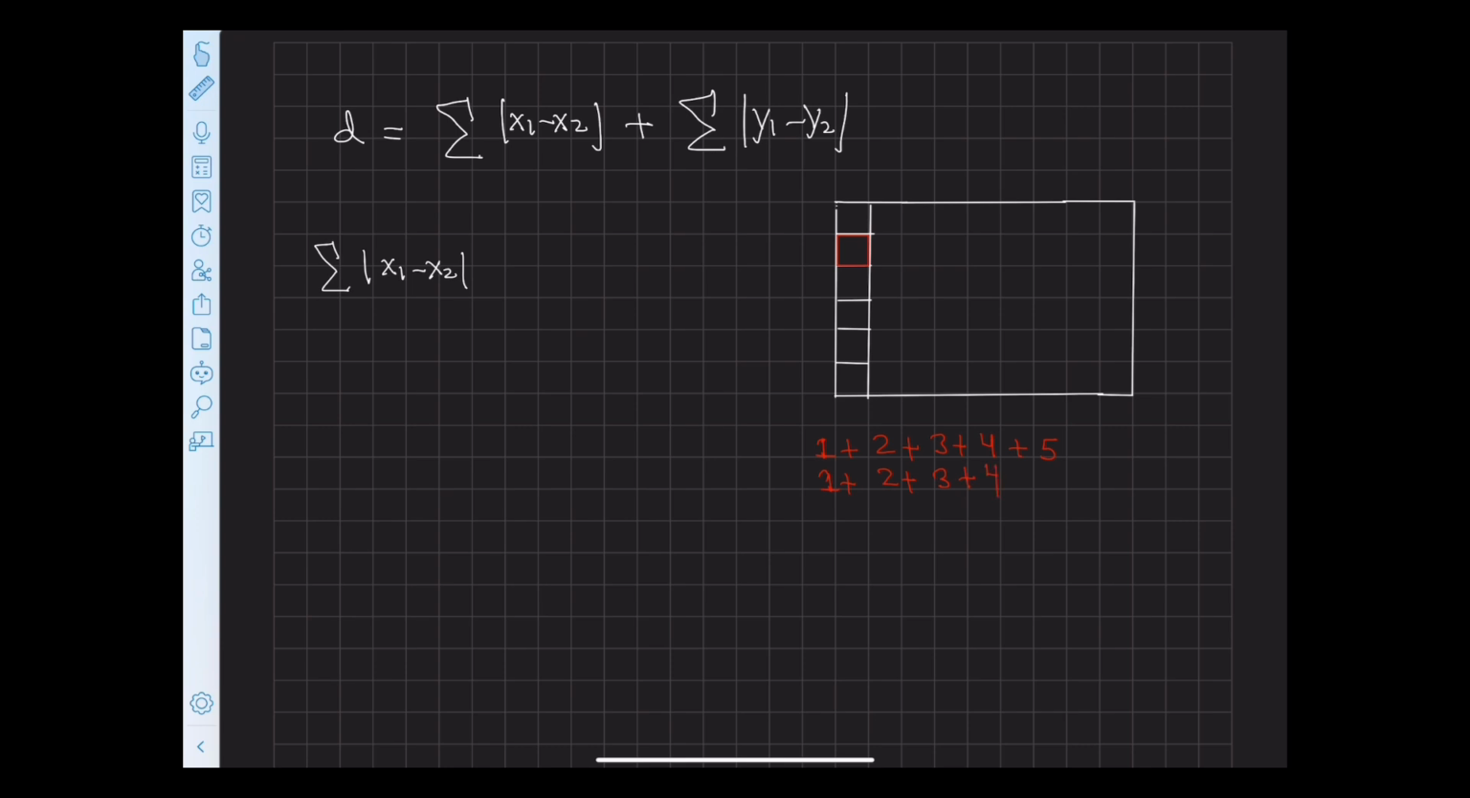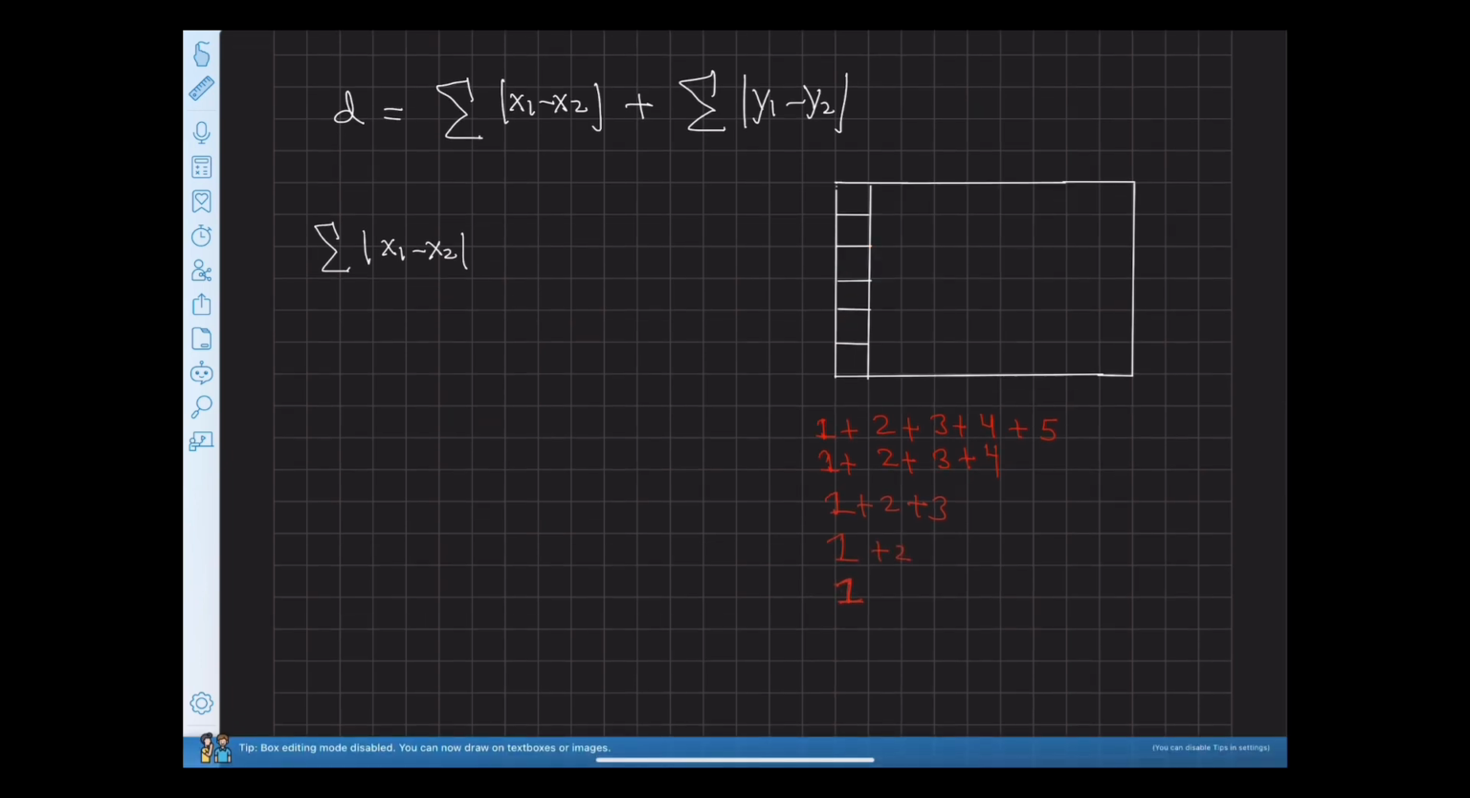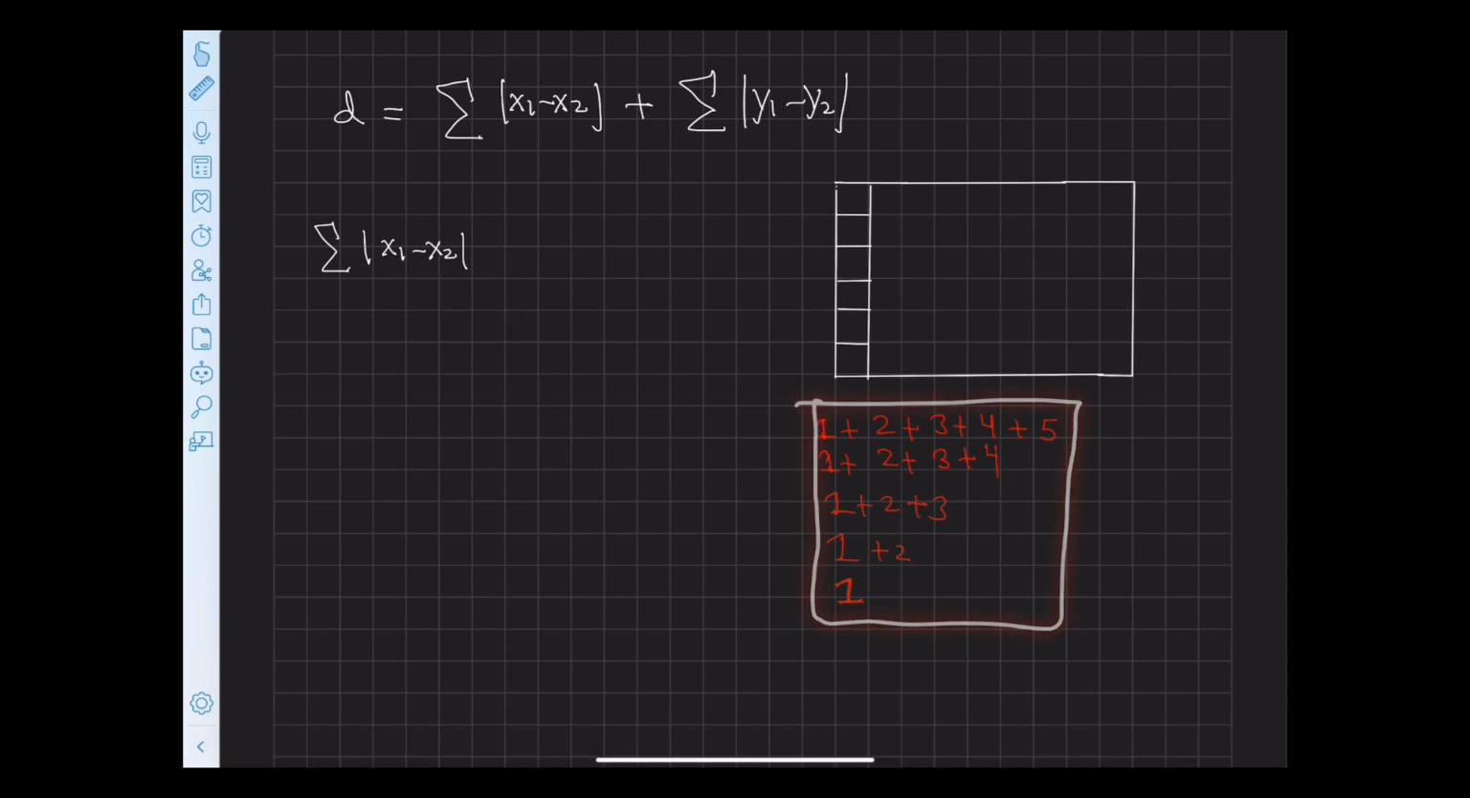Okay, now let's change our cell. Let's take this cell now. Again, we have taken the upper cells. So now it's 1, 2, and 3. You see the pattern? So it will be 1, 2, and 3. And then for the other cells, it will be 1 and 2. For the second last cell, it will be just 1. Right? So this is the total sum of Manhattan distances for only selecting the cells in the very first column.